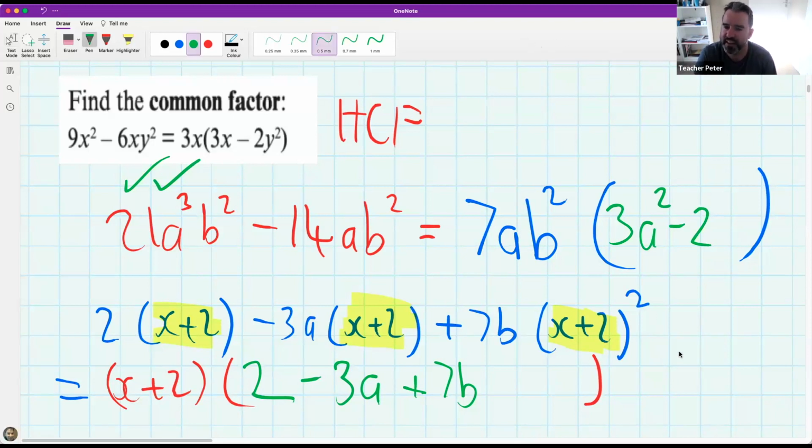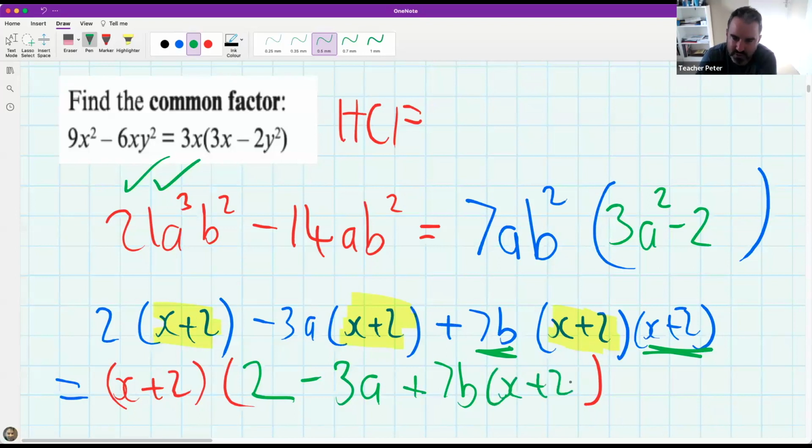So the key thing to think about is, if I look at what that (x + 2) squared is, it actually means the same as (x + 2) times (x + 2). And when you took out this (x + 2), what you left behind was not just a 7b, but you left behind an (x + 2) as well. And so that would look like that.